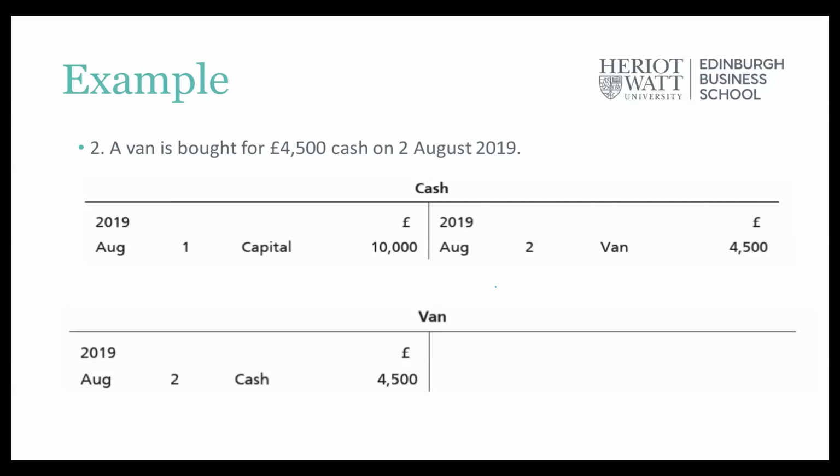So what happened? Remember, there was already the transaction on the 1st. This is on the 2nd, okay? On the 1st August, our cash account received the capital of 10,000, isn't it? Previously. Now the cash account is giving. Are you following? So in short, ignore this part for now, because it was in the previous example. Let's concentrate on the other.